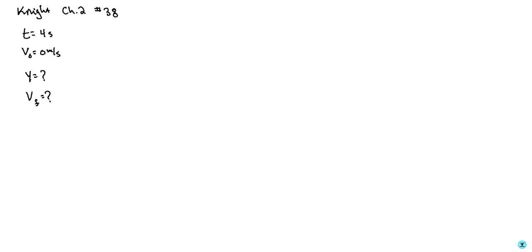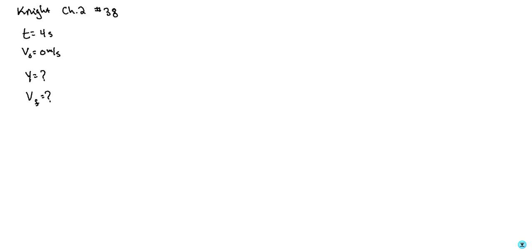So here we have problem number 38 from chapter 2 in our textbook, the Knight book, and it reads: Ball bearings can be made by letting spherical drops of molten metal fall inside a tall tower called a shot tower and solidify as they fall. A, if a bearing needs 4 seconds to solidify enough for impact, how high must the tower be? And B, what is the bearing's impact velocity?